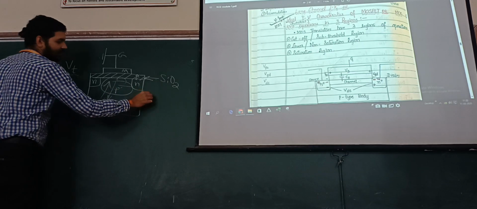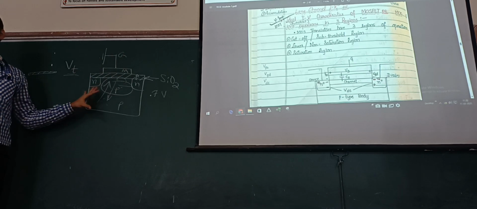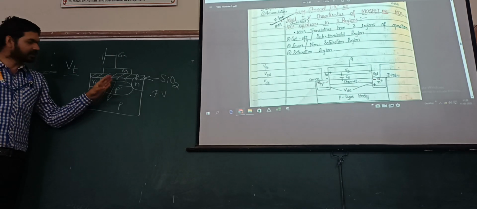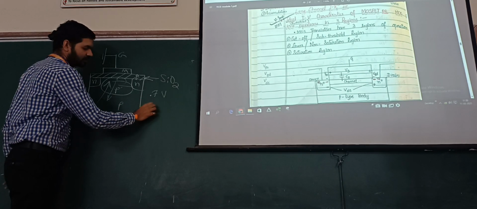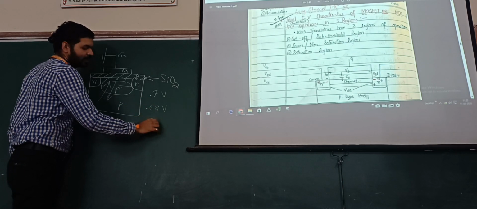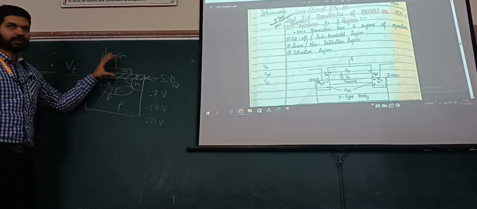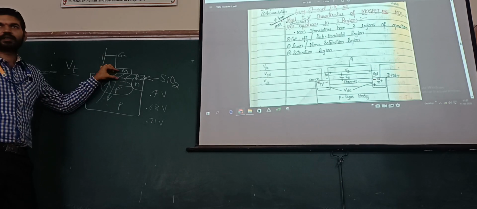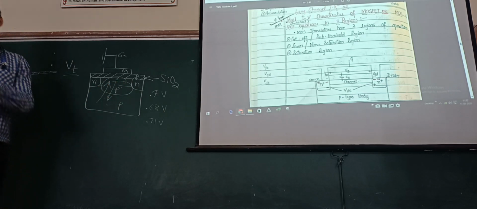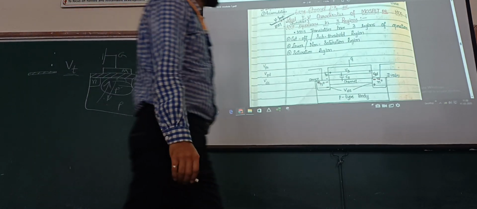So if it is 0.7 volts, imagine this is a silicon MOSFET, its threshold voltage is 0.7. If you want to adjust it to 0.68 or 0.71, a slight change, then during the fabrication or manufacturing process, you change the thickness or change the doping concentration. You can adjust your threshold voltage. This is how we adjust the threshold voltage. Okay, understood?